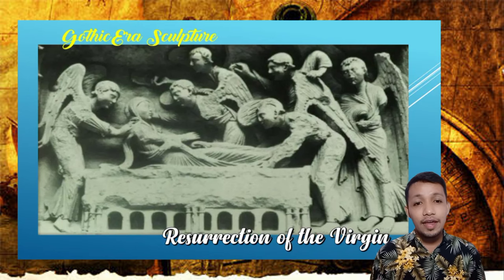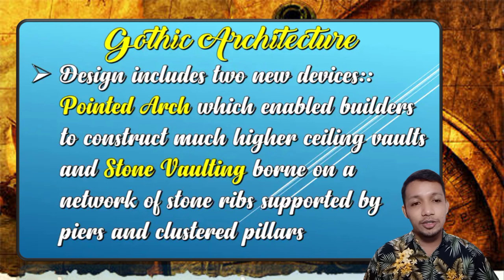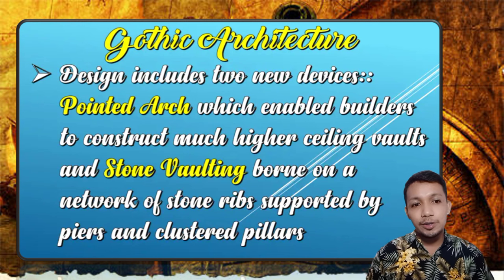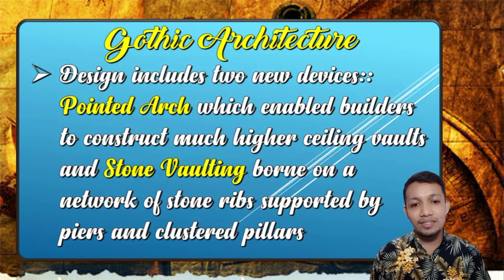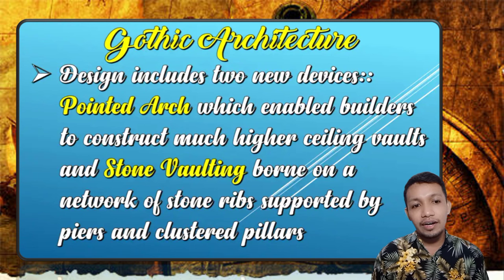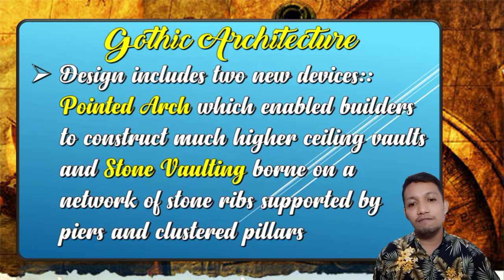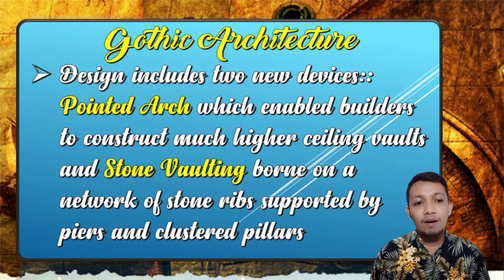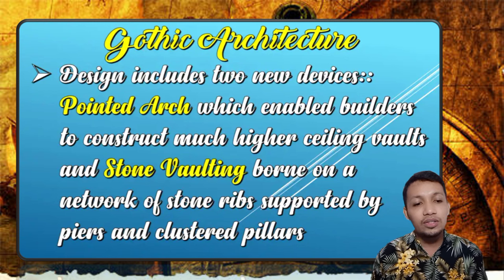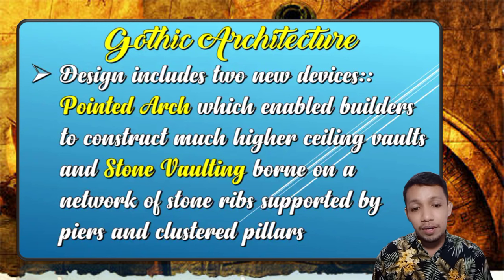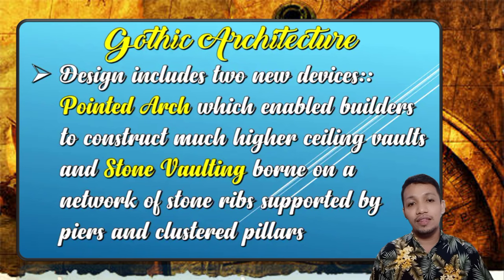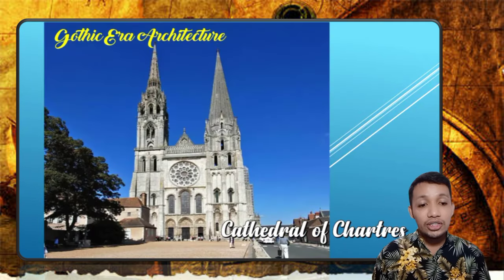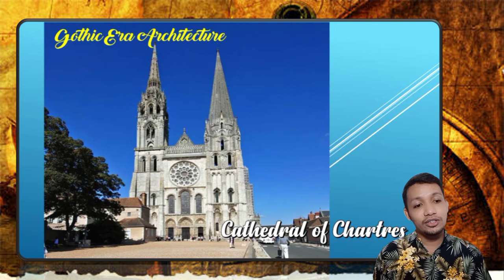And now, let's proceed to Gothic architecture. Its design includes two new devices called Pointed Arch and Stone Vaulting. Pointed Arch enabled builders to construct much higher ceiling vaults, and Stone Vaulting, borne on a network of stone ribs supported by piers and clustered pillars. Here is an example of Gothic era architecture, which is known as Cathedral of Chartres.